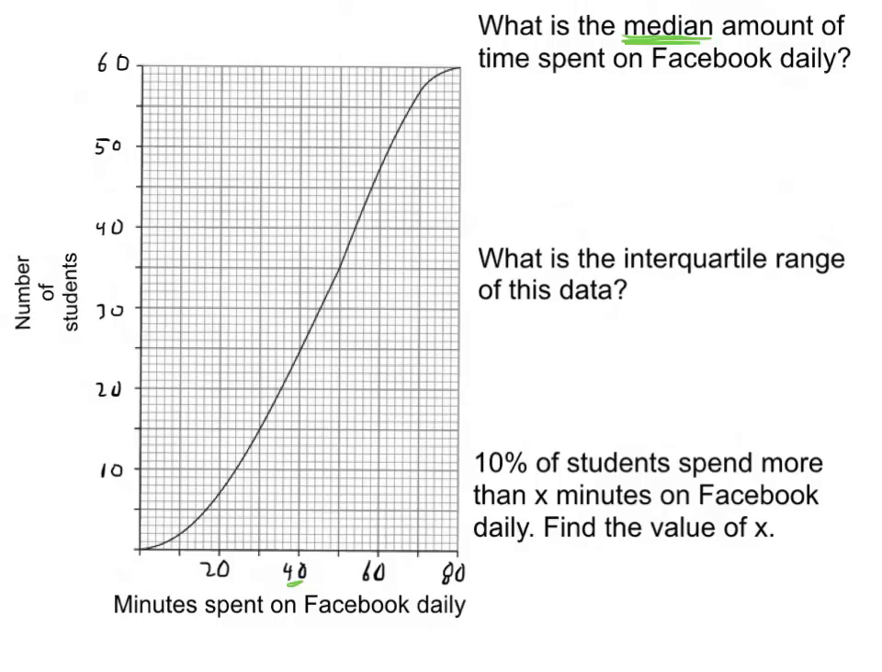Well, my thought is, we have 60 people that were surveyed here. So the median person, the middle person, would be the 30th person, right? So how much time did the 30th person spend? Well, if I take 30 and draw over to the curve, and then draw down from there, that one actually looks like it sort of fell in between the two lines.